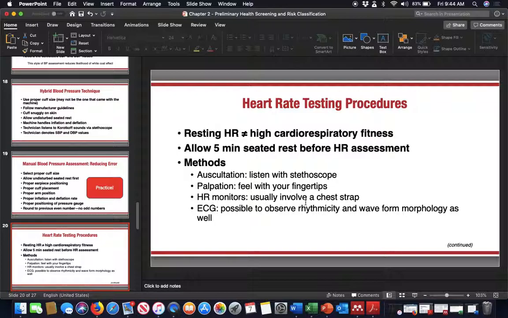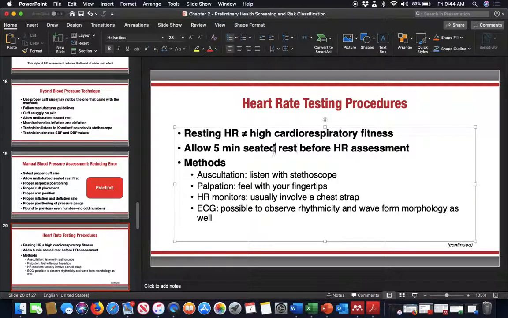So with heart rate, really, one of the tricks here is just making sure that people sit for 5 minutes. That'll allow the heart to kind of calm down. You're in a neutral position. All right, lying down will give you a different heart rate reading. Standing up will give you another heart rate reading that's off. So you want to make sure that you can have a proper one. So have them seated for 5 minutes before they check it.